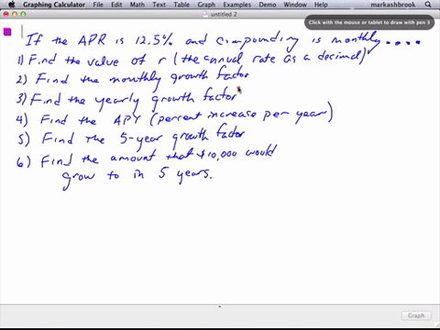Okay, value of R. Hopefully that's an easy one. It's just the decimal version of the APR. That's our R, 0.125. Okay, the monthly growth factor. Well, this is the annual rate, and we know that when it comes to compound interest, we start by just chopping that rate up into however many times we compound per year. In this case, that's 12.